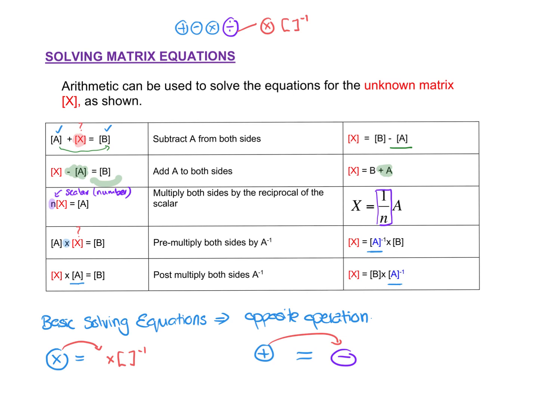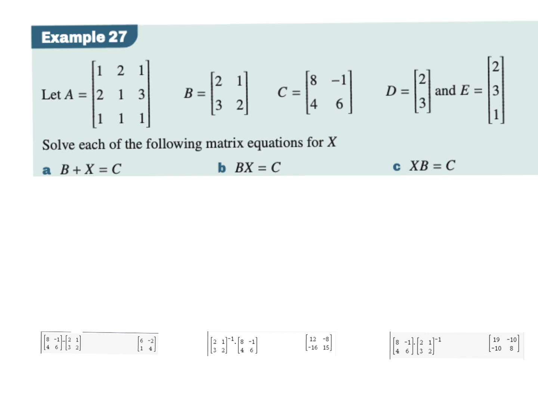If you're timesing at the front of your unknown, that means you're timesing the inverse at the front of the one you do know. So what we're going to do is practice some of these. They've given me some examples of matrices, and they are obviously saying let's solve for X.